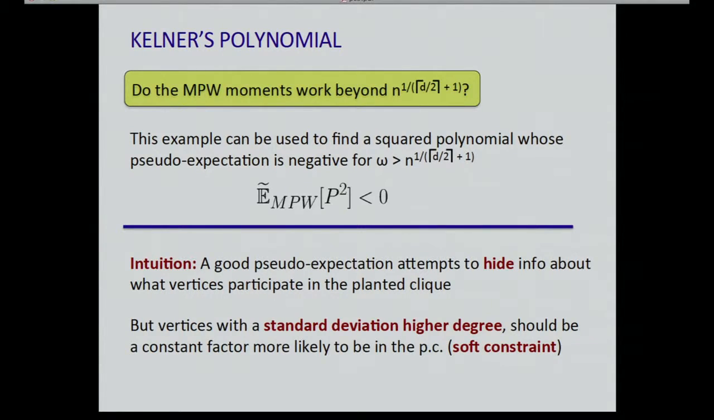But you do learn something when you see a random graph, which is some nodes, just by chance, will have a standard deviation more degree than others. And what you should really be doing is you should think that those vertices have a constant factor higher probability of actually having been in the planted clique. So this is a type of constraint, a type of probabilistic deduction that sum of squares can make that the other weaker hierarchies cannot, and you really do need to take this into account to have any hope of fooling it.